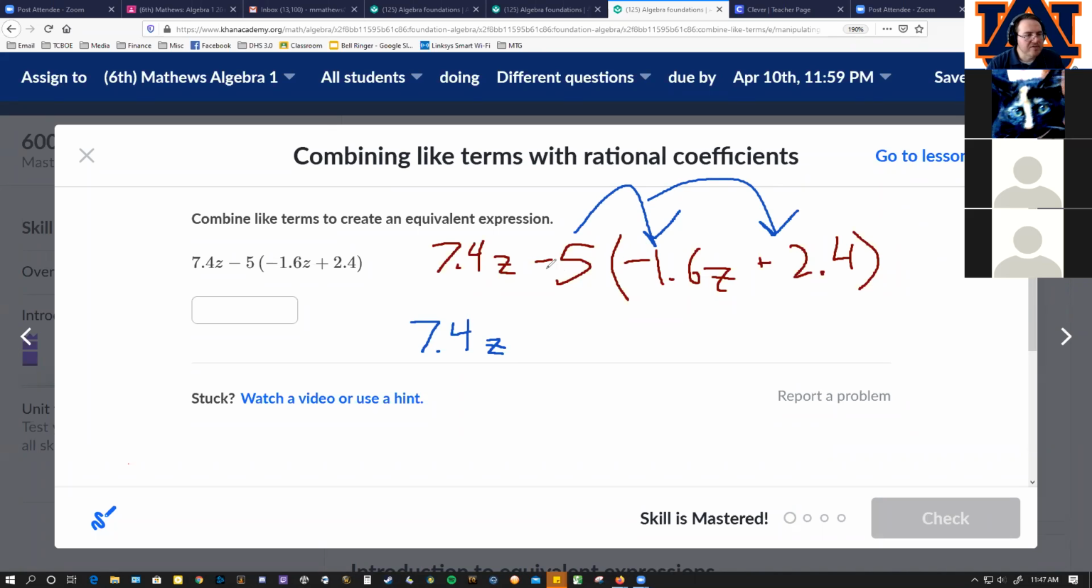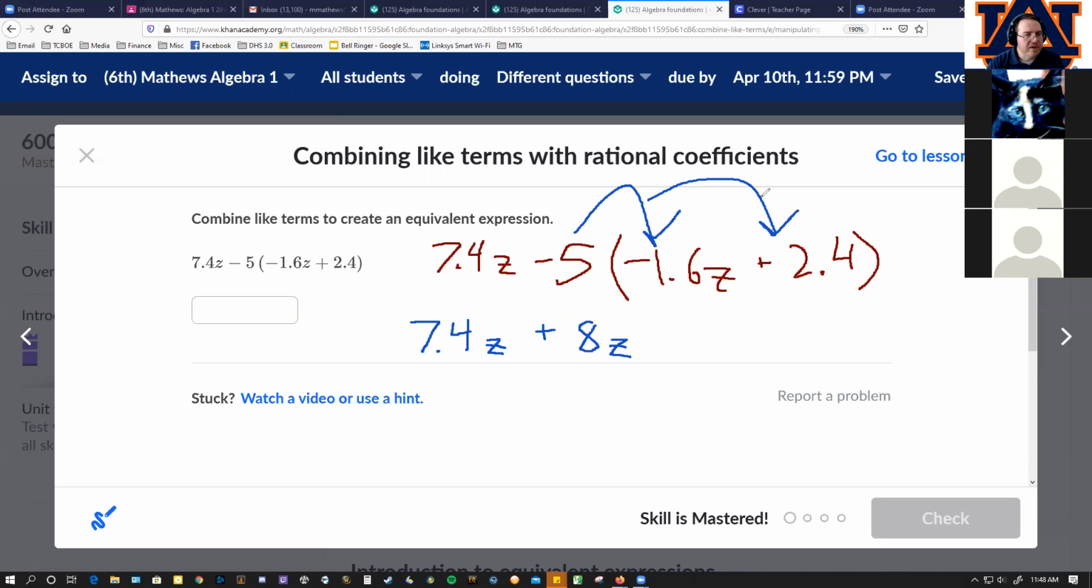Okay, so negative 5 times a negative 1.6. Negative times negative is definitely going to be positive. So what's 5 times 16? That'd be 50, and 30 makes 80. So it should be 8.0. So that'd be 8z. 5 times 1 is 5. 5 times 6/10 would be 3. So yeah, it'd be 8.